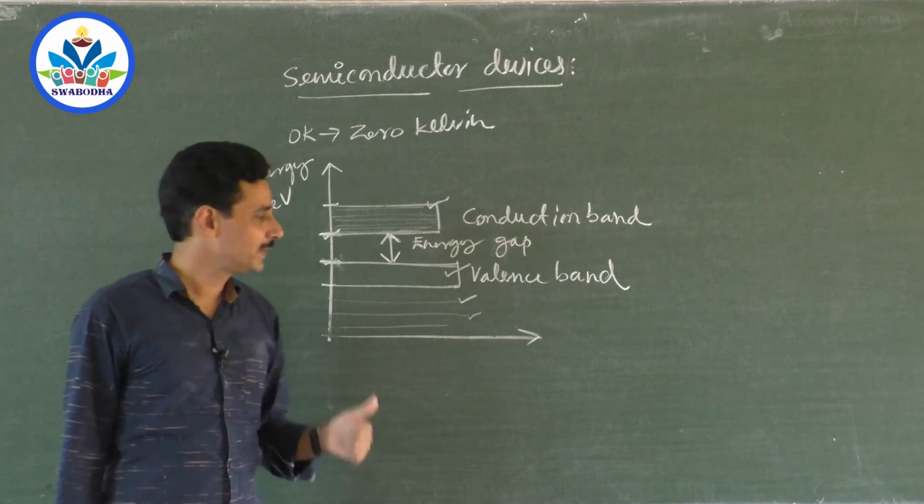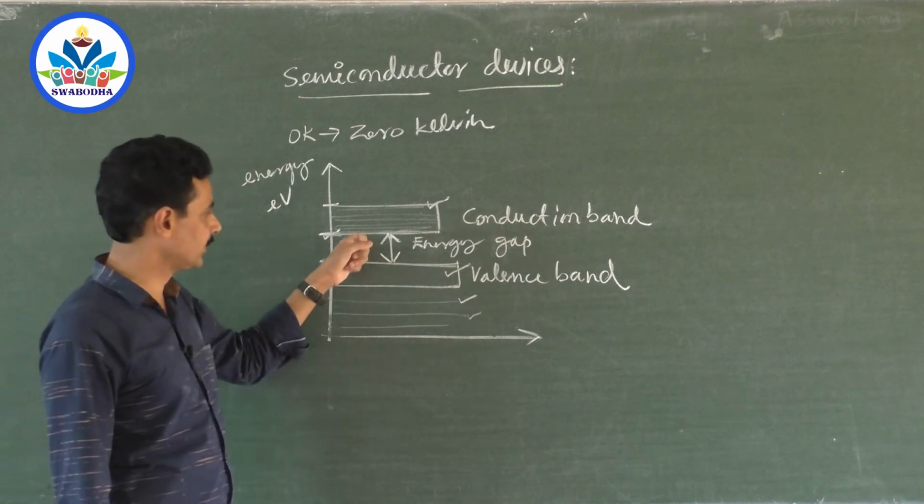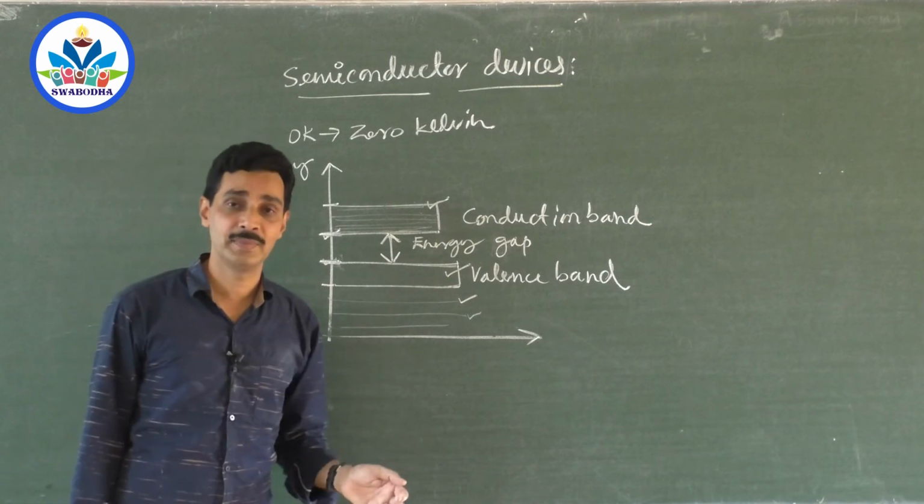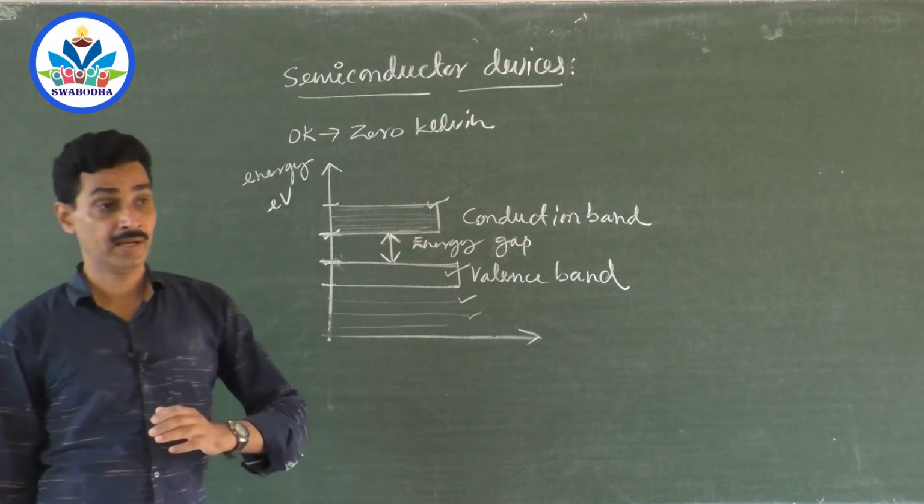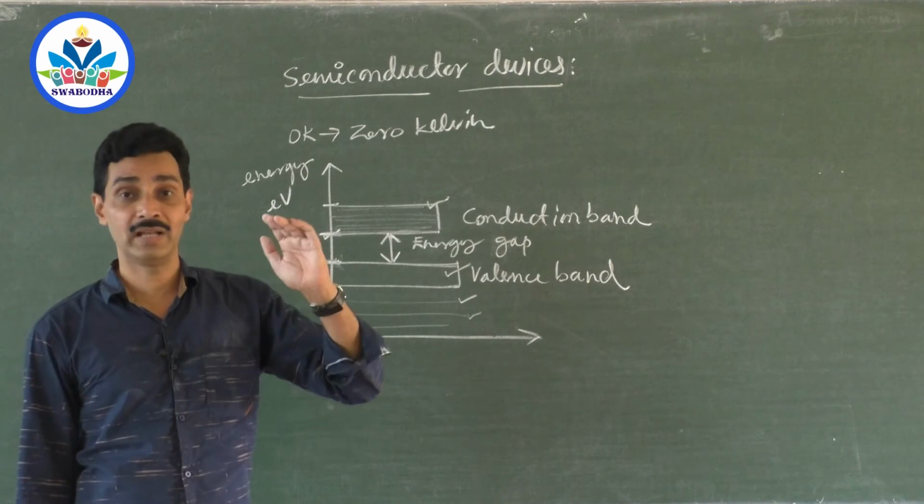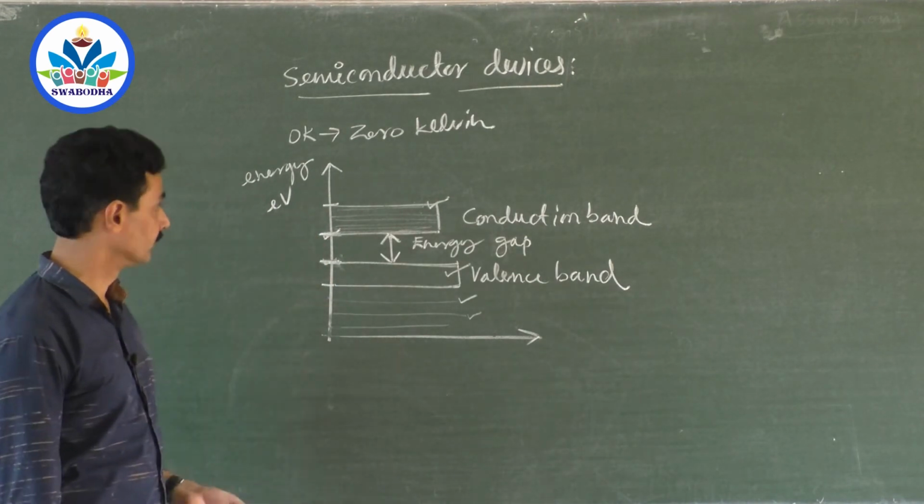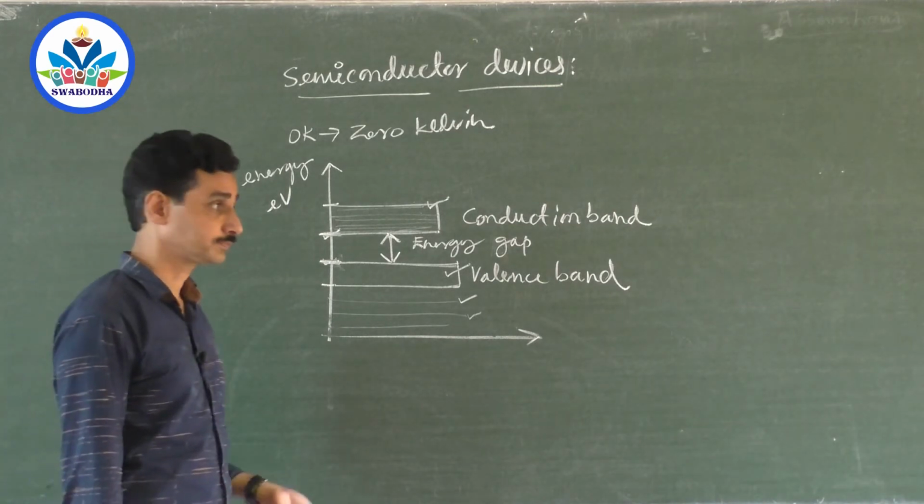So energy gap is the difference in energy of the bottom of the conduction band and top of the valence band. Valence band is the highest energy band which is filled, and another energy band which is above the valence band is called conduction band. Well and good. Now this is found in solids.